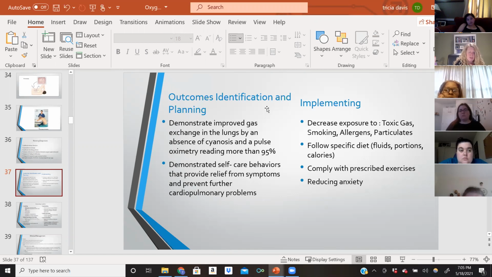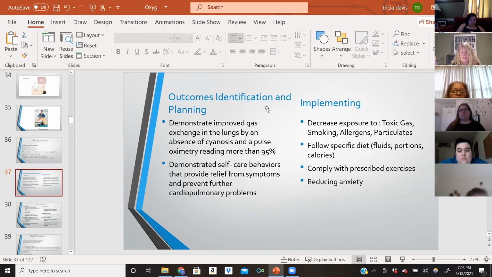We want them to demonstrate self-care behaviors that provide relief from symptoms and prevent further cardiopulmonary problems. So a lot of these patients have chronic issues. So having them develop self-care behaviors is really important because they need to know how to manage these diseases when they're not in the hospital setting and they're back at home.